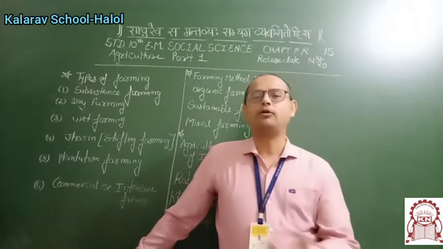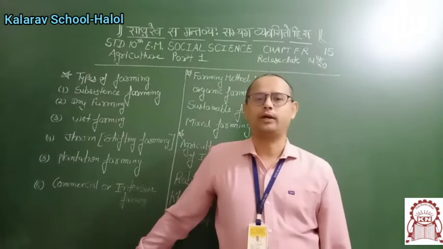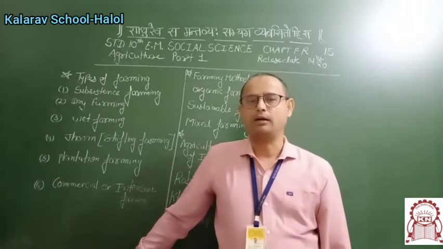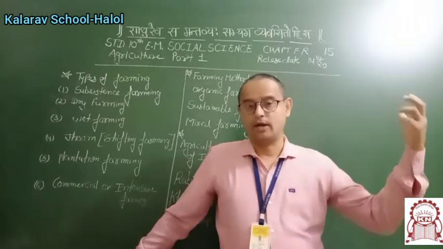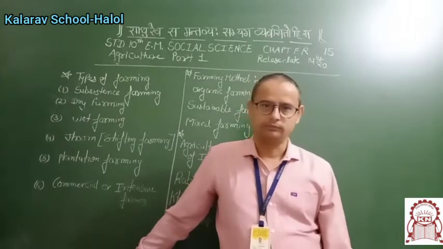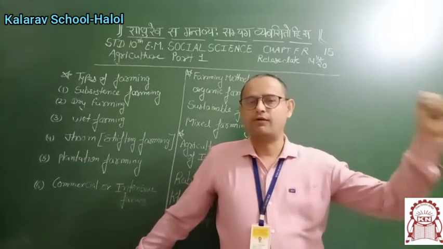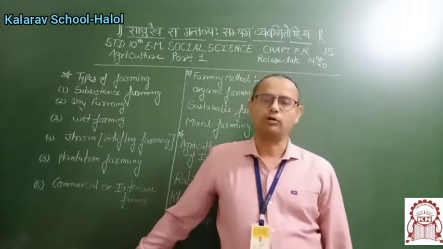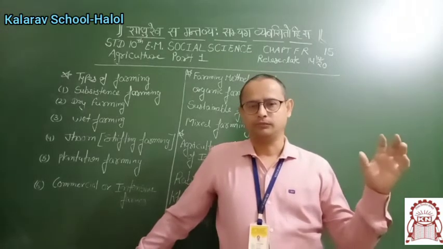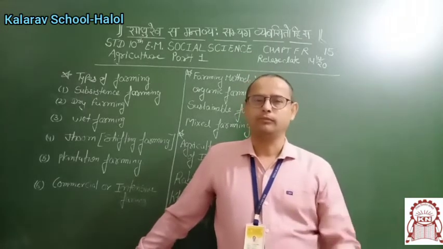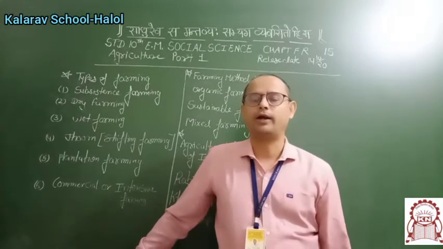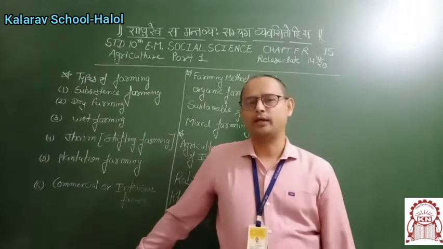The plains of North India, Uttar Pradesh, Bihar, northern part of Jharkhand, and West Bengal, Assam. Whatever agriculture takes place there is included in wet farming. Similarly, in South India, Tamil Nadu.